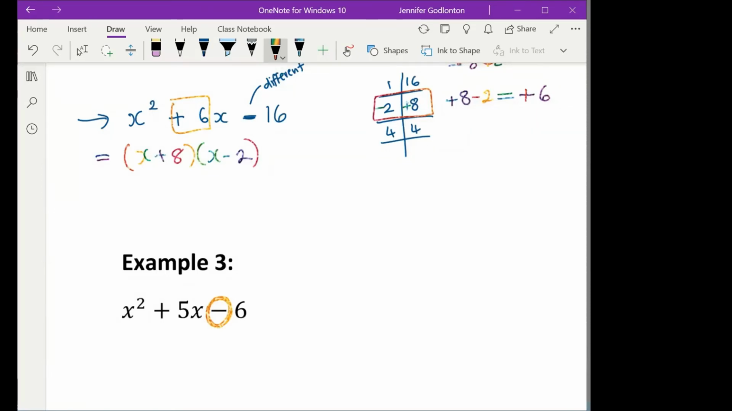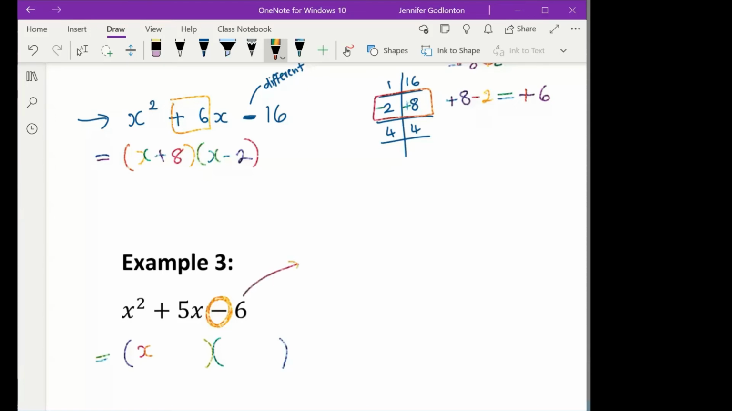Can I say the answer? Yes, absolutely. Open bracket, x plus 5, close bracket, x minus 1. 5 and 1. Yes, ma'am. I think. Careful.